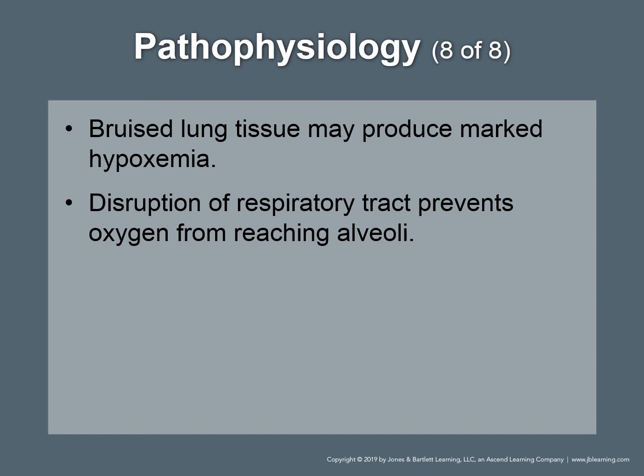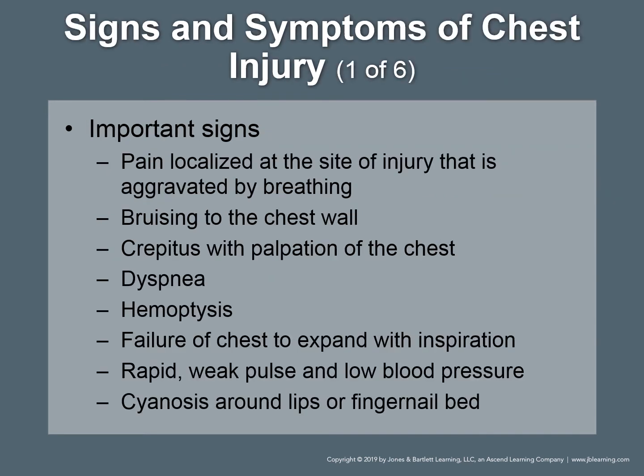Disruption of the respiratory tract can prevent oxygen from reaching the alveoli. This would be your tracheal ruptures, your blood in your trachea, your bronchial tears. Those kinds of things will prevent air from getting to the alveoli and would result in cellular hypoxia.